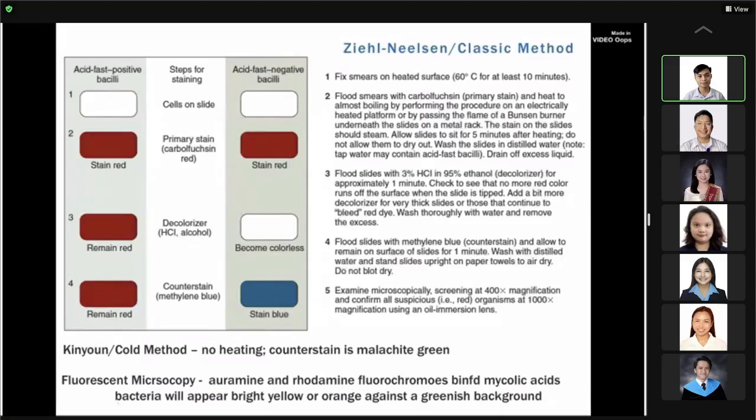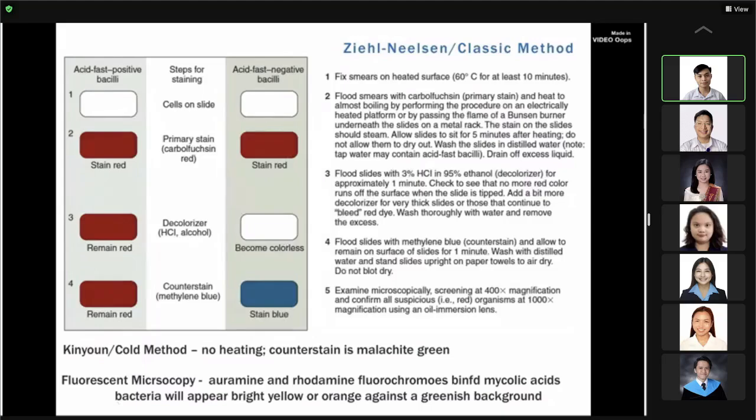Tapos blot drying. The acid-fast organisms will remain red, while the non-acid-fast organisms will stain blue. They will take up methylene blue. However, if you look at the smear, whether acid-fast bacilli or non-acid-fast ang nandyan, the smear will appear blue.